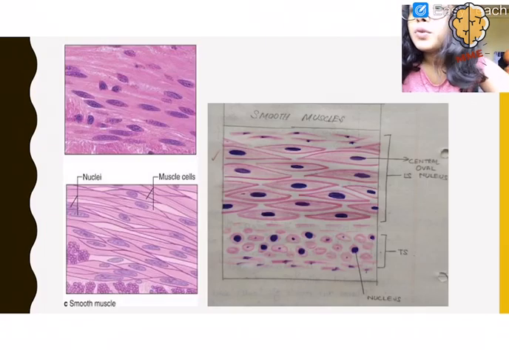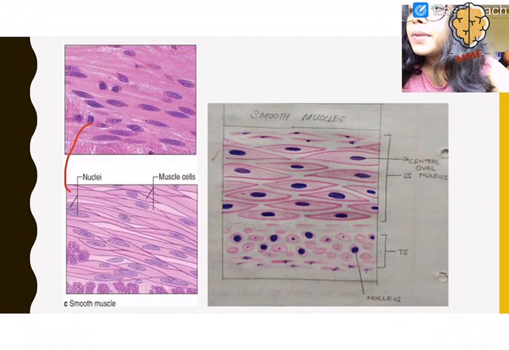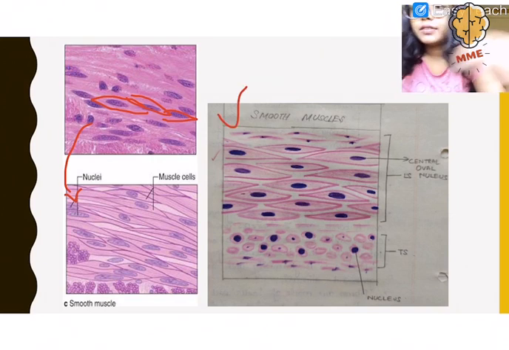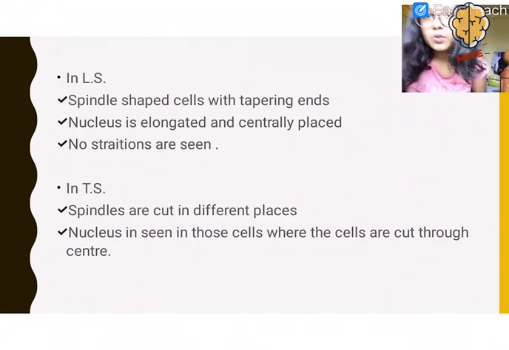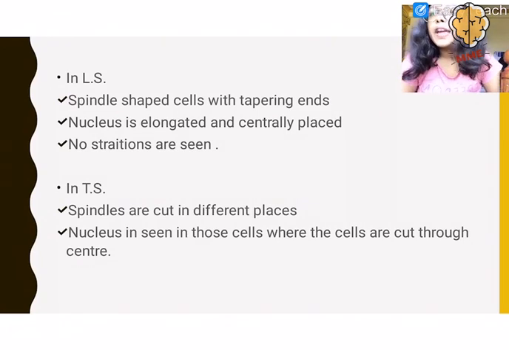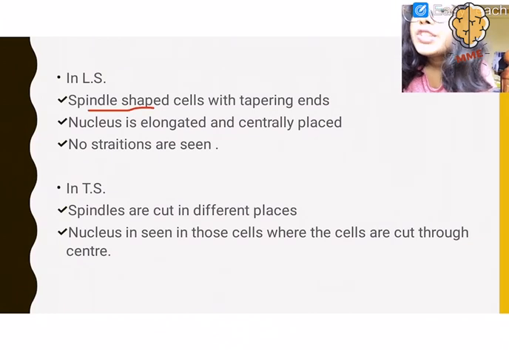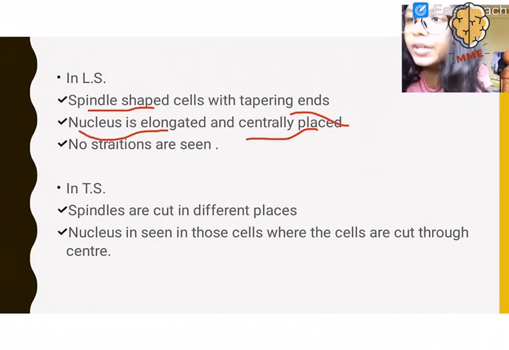So this is a smooth muscle, you see this picture. So this is a smooth muscle. One smooth muscle, two smooth muscle, three smooth muscle. This is a smooth muscle, spindle shape, and one centrally placed nucleus. This is how you will draw it. Okay. And there was no striation. Okay, remember that. And in LS we will see spindle shaped cells with tapering ends and the centrally placed nuclei which are elongated, and there are no striations.